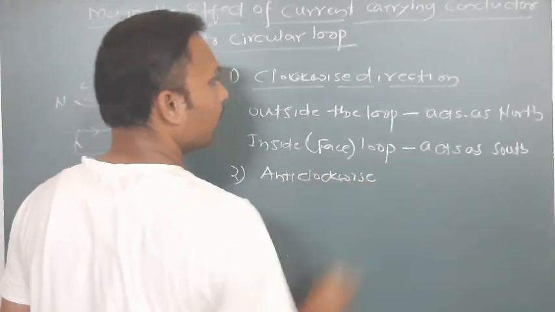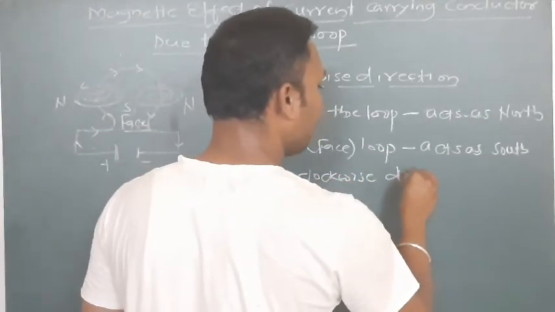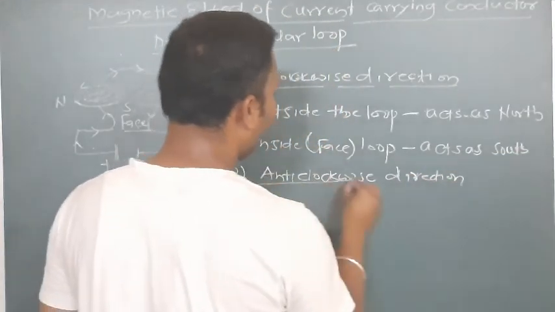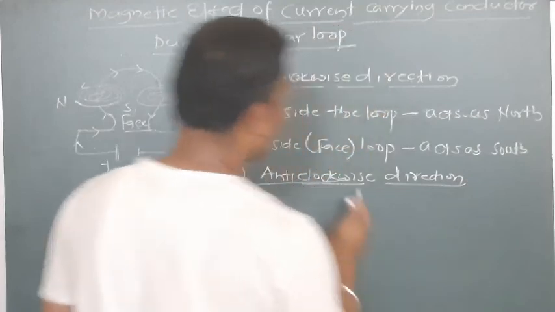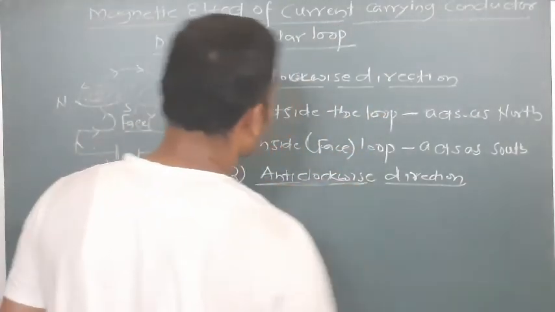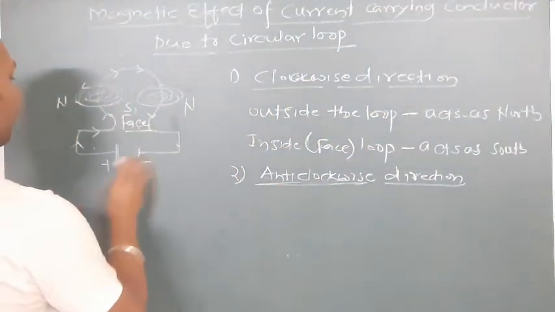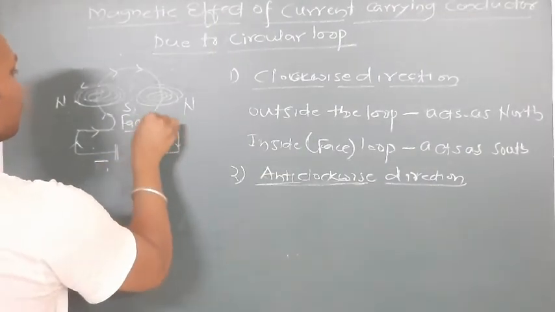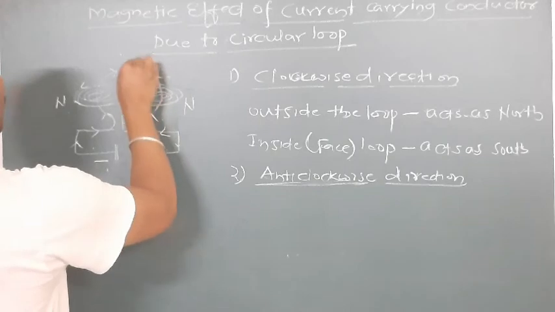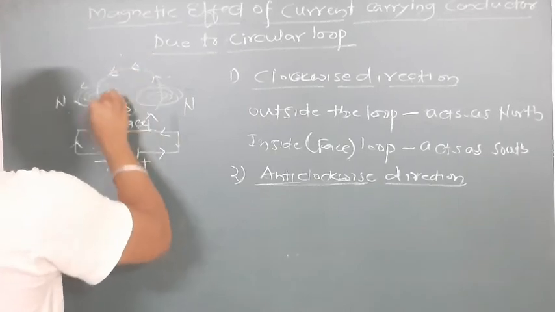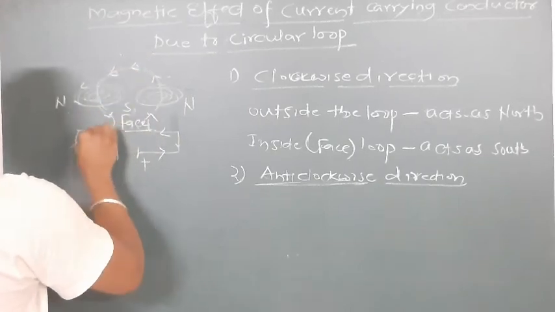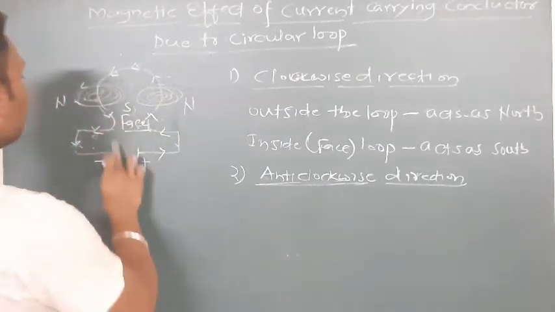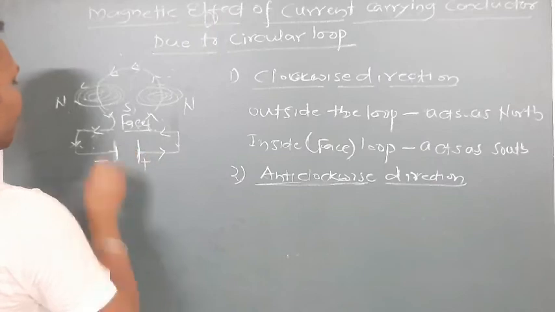So we can just see what will happen in the anti-clockwise direction. Now I'll change this one. Now this is negative, now this is positive. Now the current is flowing like this, anti-clockwise. So what will happen? When the current is flowing anti-clockwise, this is positive and this is the negative here.